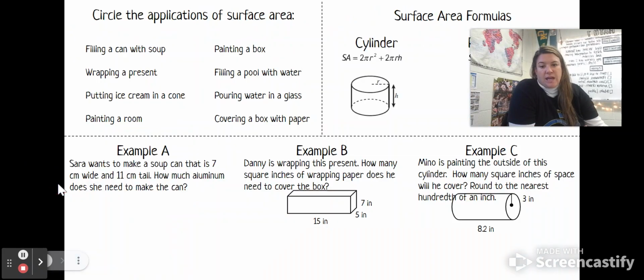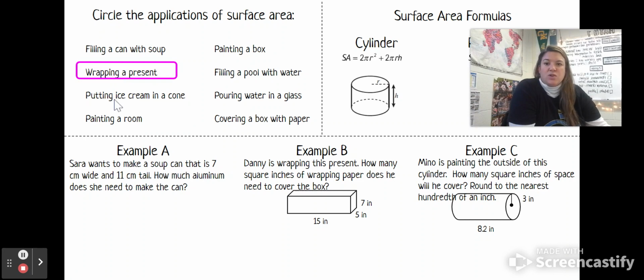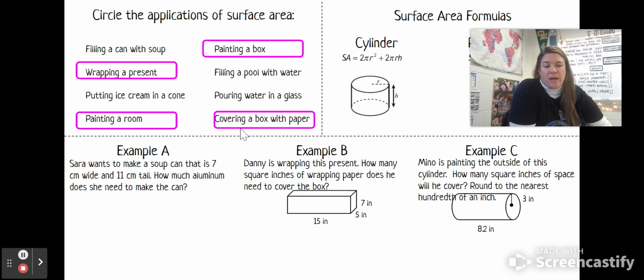All right, let's look at, this should be right underneath what we just did, right? So we're going to circle when we use surface area. Filling a can was volume, but wrapping a present, that's surface area. Ice cream in a cone was volume, but painting a room is two-dimensional. You're painting the walls that are flat, so surface area. Painting a box is surface area, and covering a box with paper. So those are going to be when we find surface area.